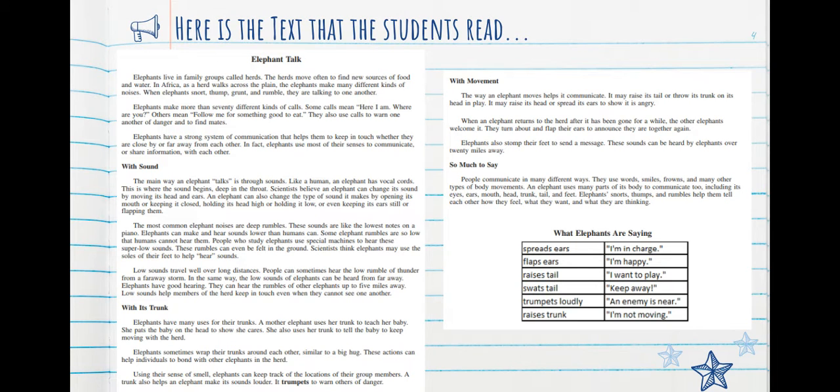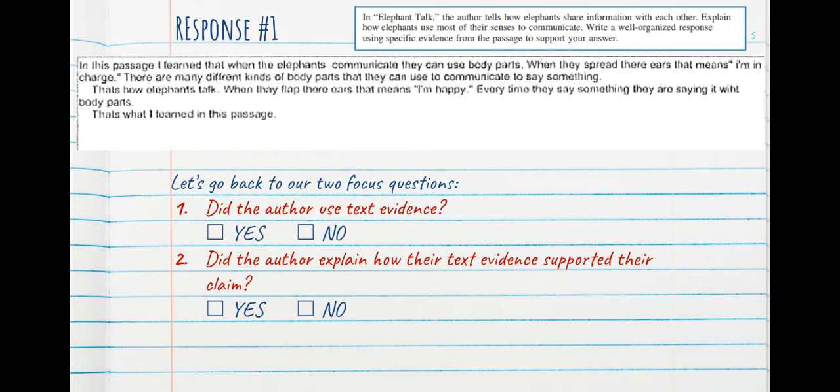Here's the text that the students have read. Now, I have already read this text, and for the sake of time, I'm not going to read it to you, but I'll just summarize that this passage is about elephants and how they communicate. And they communicate in a couple different ways: with sound, with their trunks, and with movement. And they really have a complex form of communication, much more complicated than what you might think.